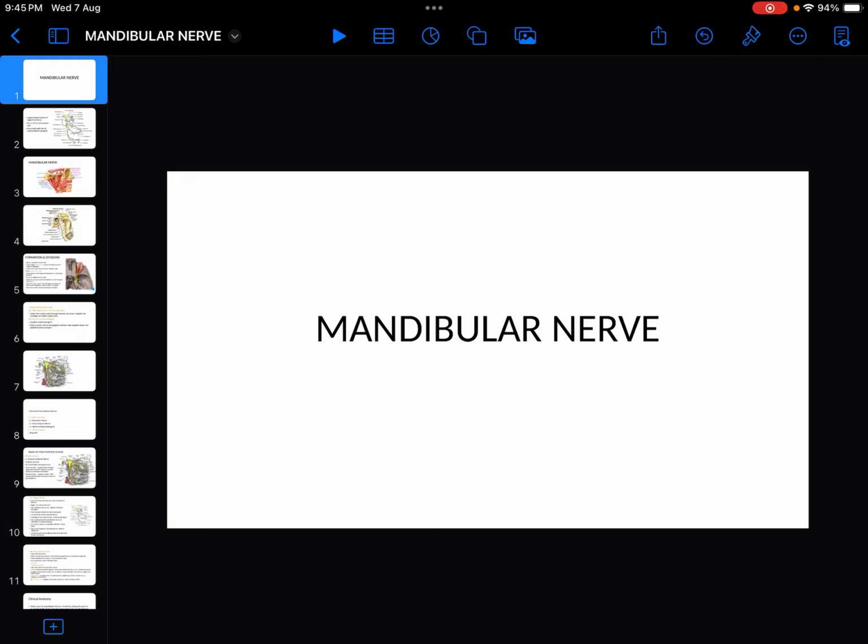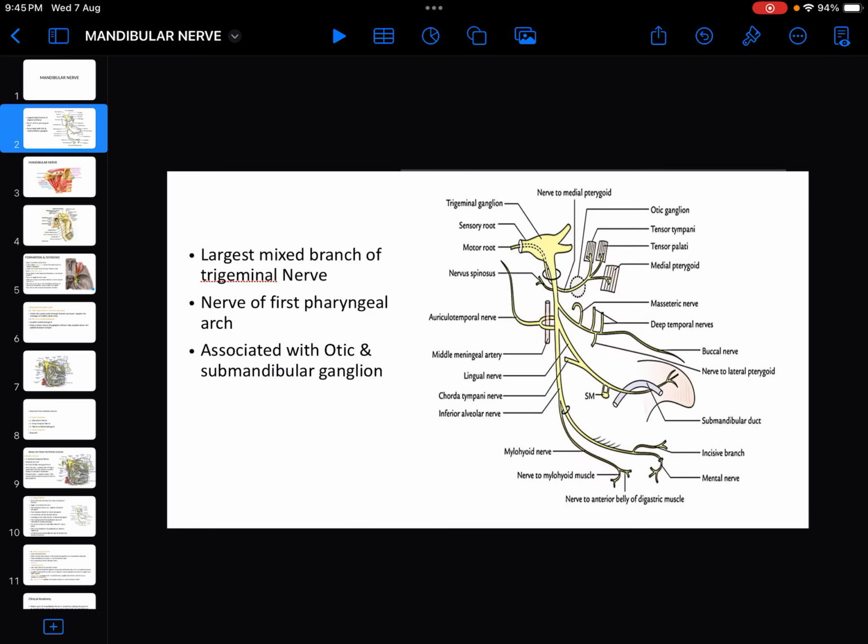Mandibular nerve. The mandibular nerve is the largest of the three divisions of the trigeminal nerve. It is a mixed nerve that consists of both sensory and motor fibers. It is a nerve of the first pharyngeal arch. Hence, it supplies all the structures derived from the first pharyngeal arch, for example, the muscles of mastication.